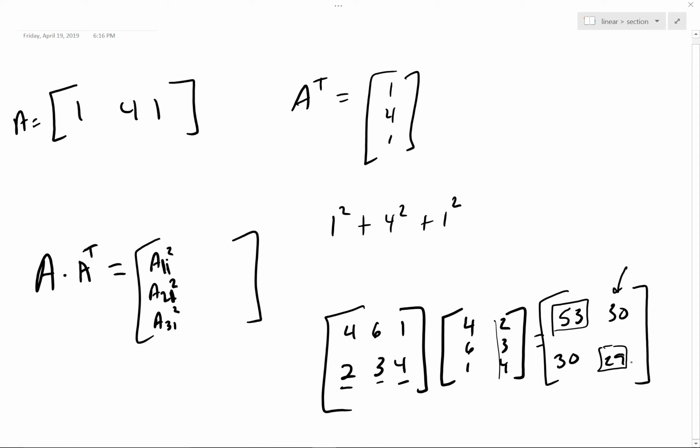Okay. So you can kind of see how that's going to play out. It's kind of cool. It's kind of an interesting deal. You're always going to have squares on the diagonals. A11 squared, A22 squared, and so on. The squares will end up on the diagonals. So you have the sum of squares, and it's the way in statistics we write that as sum of squares. You end up with the sum of squares on the diagonal, and then these off ones will just be dot products.